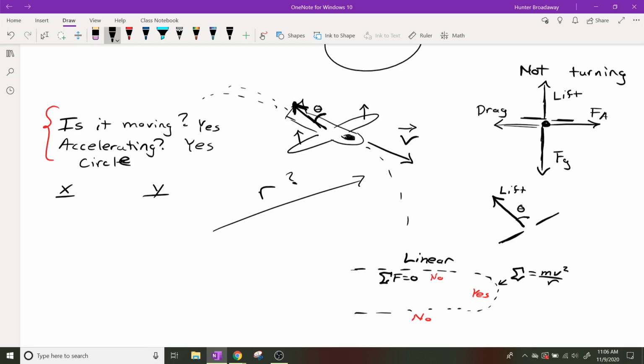Okay, I'm going to get rid of this radius. Goodbye, radius. Then let's do it with x. We are turning. Yeah, we are turning. Okay, so let's go. I think we're going to be looking at it from this direction, right?